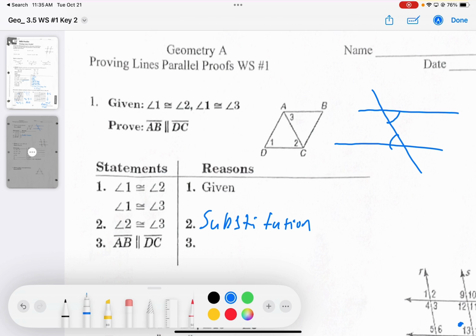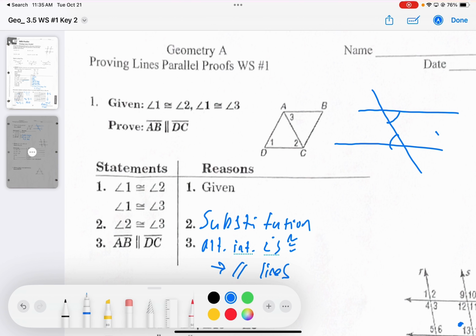What type of angles do I have in this picture that I drew to the right over here? Good. So I would say alternate interior angles congruent imply parallel lines.